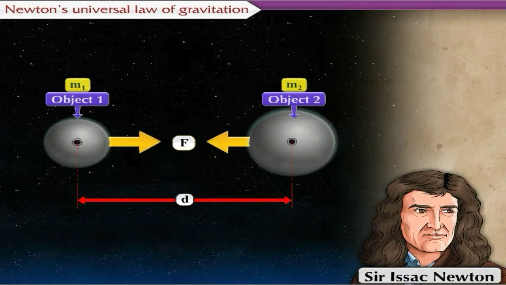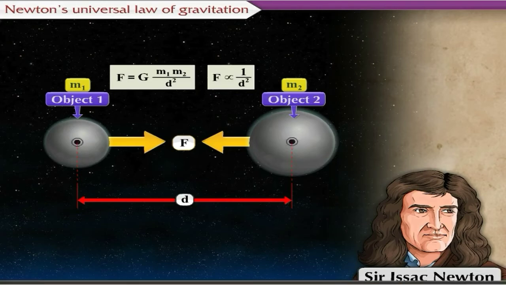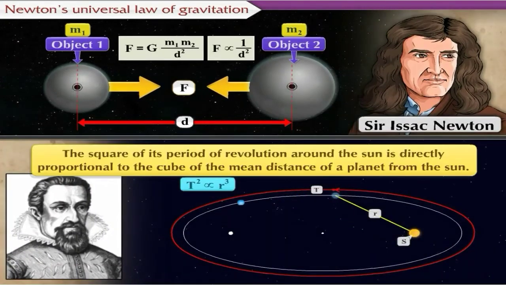In Newton's universal law of gravitation, Newton assumed inverse square dependence on distance. He assumed this dependence due to Kepler's third law. Now you must be wondering, how did Kepler's third law help Newton? To know this, let us first know about the magnitude of centripetal force.